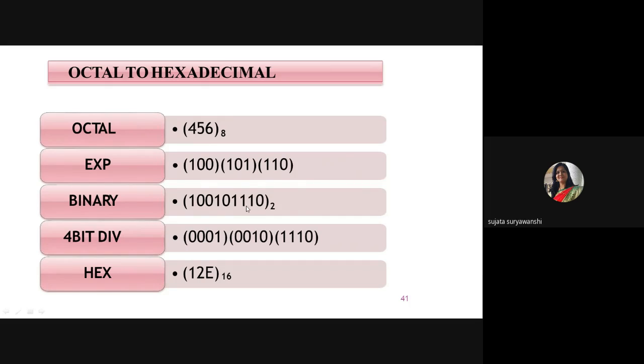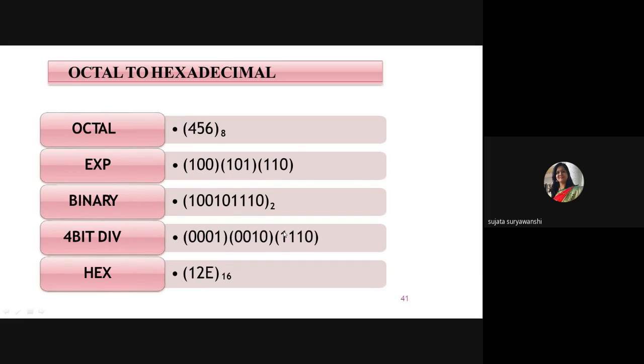So every time you need to start making a group of 4 from the LSB bit. So 0, 1, 1, 1. So this one is your one group of 4. Then again a group of 4 is 0, 1, 0, 0, and remaining is only 1. So you should append 3 more zeros to get 0001. Okay, so after that you just have to make a group of 4 and then write down the equivalent hexadecimal digit. So 0001 is equal to 1, 0010 is equal to 2, and 1110.